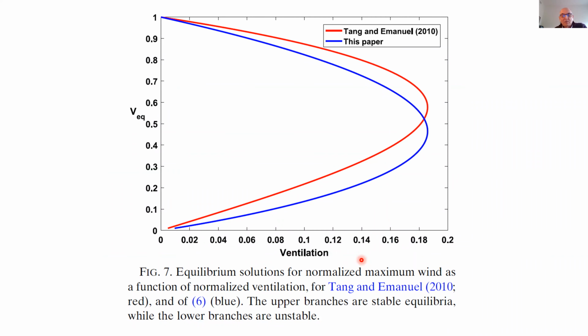Anyway, that's just to relate this model to some more physics. All right, it turns out that this is a very nice bistable system, that there are equilibrium solutions for the normalized maximum wind speed as a function of normalized ventilation. The blue is from a paper that refers to Emmanuel's paper in 2017, and the red is from a paper by Tang and Emmanuel. So that's again another comparison.